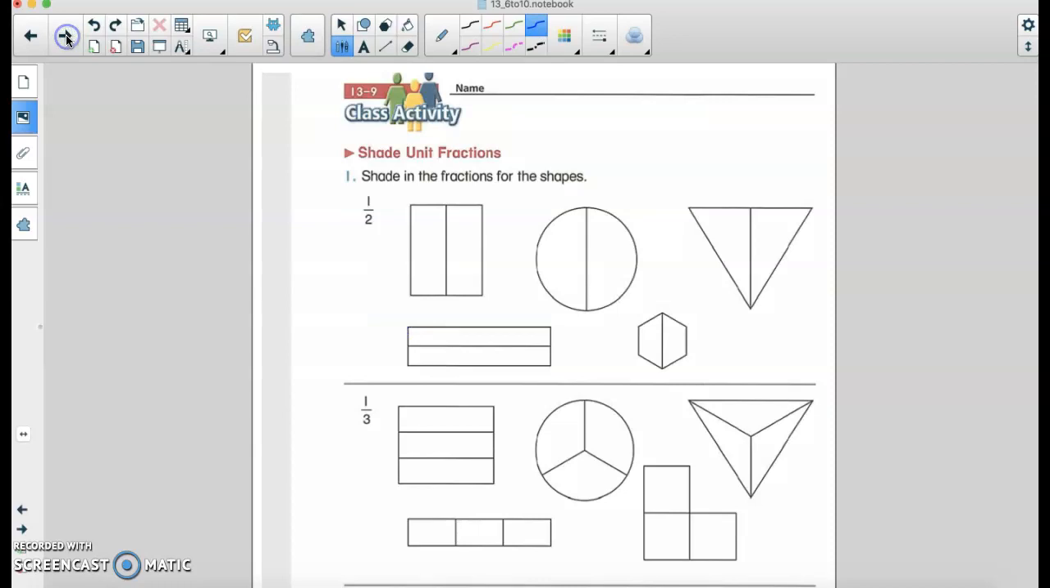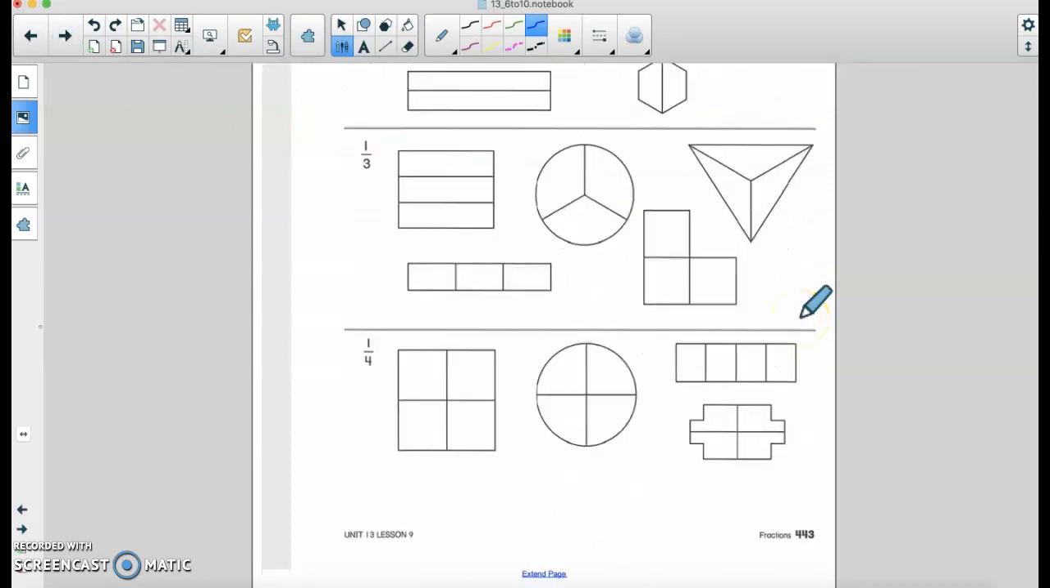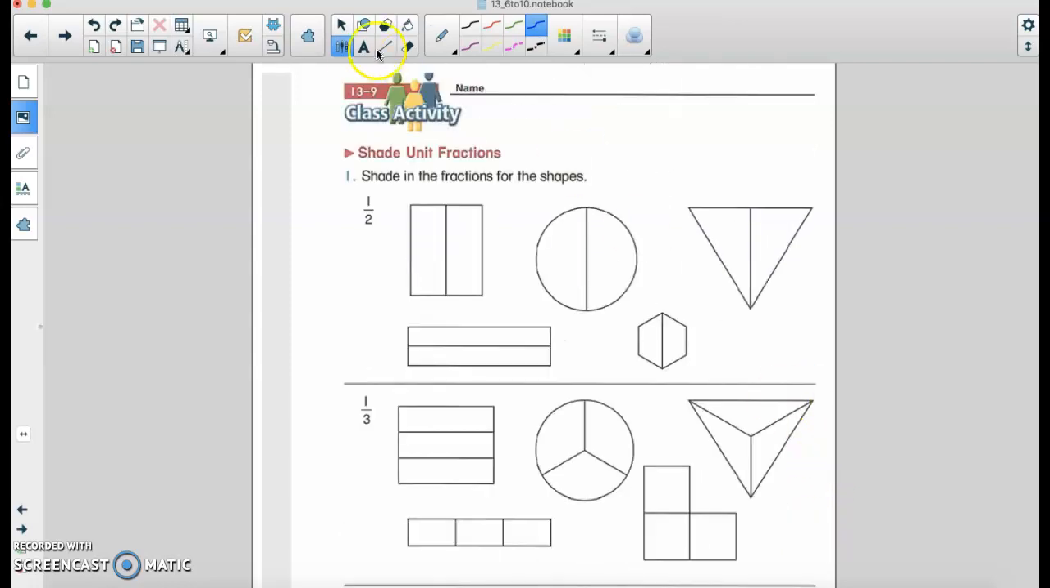All right, so I would like you guys to get out this page, and it is 443 in your activity book. So pause the video now so that we can practice in our activity book. All right. What it wants us to do is shade unit fractions. Shade the fractions for the shapes.